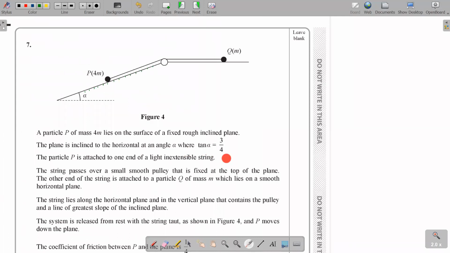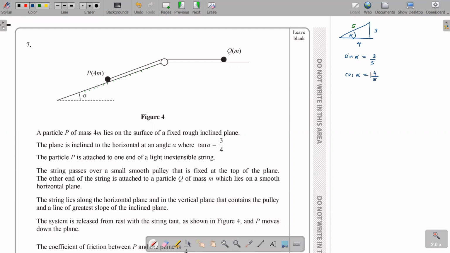Once again, the same story. When tan alpha is given, you can immediately write sin alpha and cos alpha. Is that okay? So what is sin alpha and cos alpha? Tan alpha is 3 over 4, opposite over adjacent. By Pythagoras theorem, the hypotenuse becomes 5. So then we get here sin alpha equals 3 over 5 and cos alpha becomes 4 over 5.